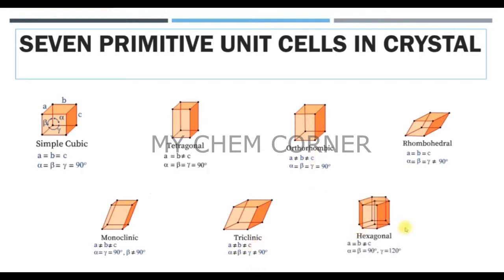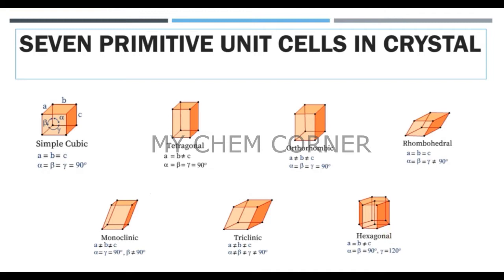The last one is a hexagonal primitive unit cell. In this case, if you see, A is equal to B. These are equal to each other, but the C is slightly longer. So A is equal to B, but not equal to C. Now if you're looking at the bond angle, the alpha is equal to 90 degree. Beta is also equal to 90 degree, but gamma, if you see, it is 120 degree. It's a slightly bigger angle. So in this case, alpha and beta are equal to 90 degree, but gamma is not equal to 90. It is equal to 120 degrees.